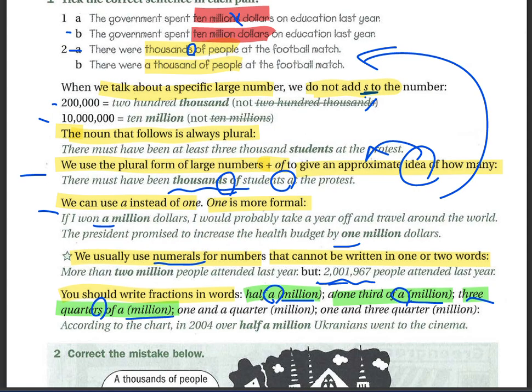Again, million is singular, no S. But because it's 3/4, it has S. 1 and a quarter. When it's a quarter, no S. 1 and 3/4 million. Look at the example. According to the chart, in 2004, over 500,000 Ukrainians went to the cinema.